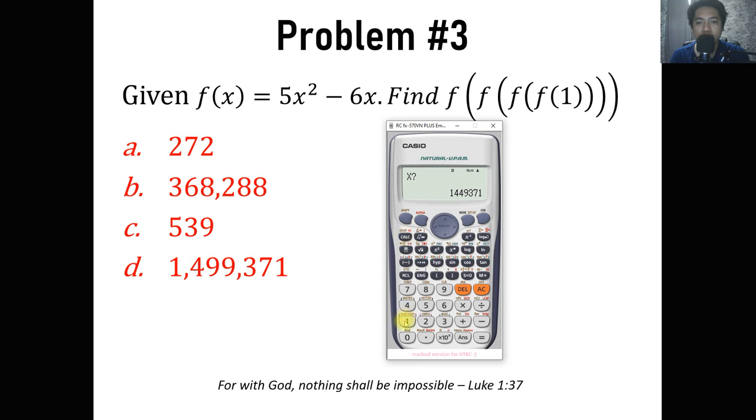We have the value of 1 because f of 1 is negative 1. And we press equal again. It will ask us what value of x. Again, we're going to solve; in this case, f of 1 equals negative 1. So we press the equal sign. So that's the second, f of f of 1. And then another one, we have 539, and then another one, 4 times, 1,499,371.